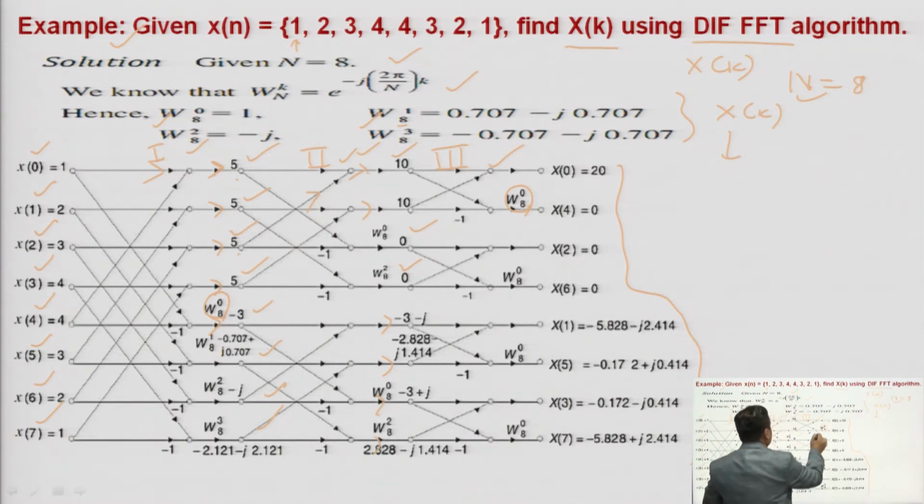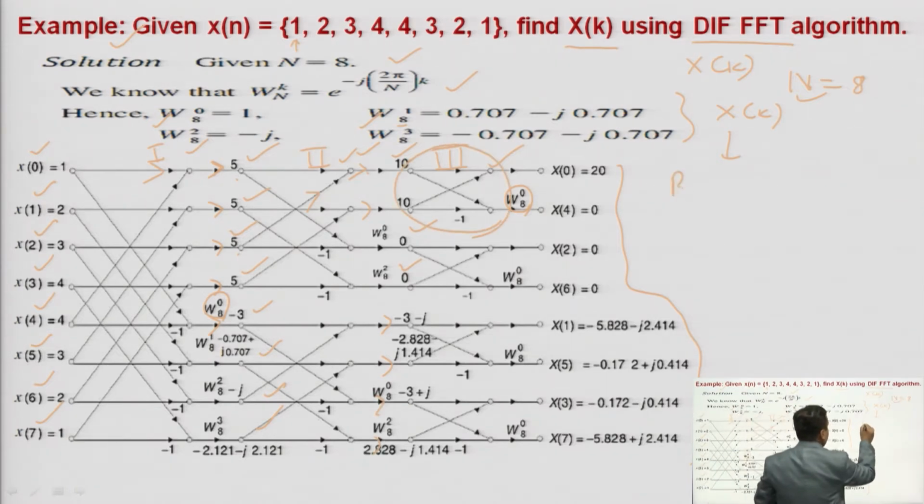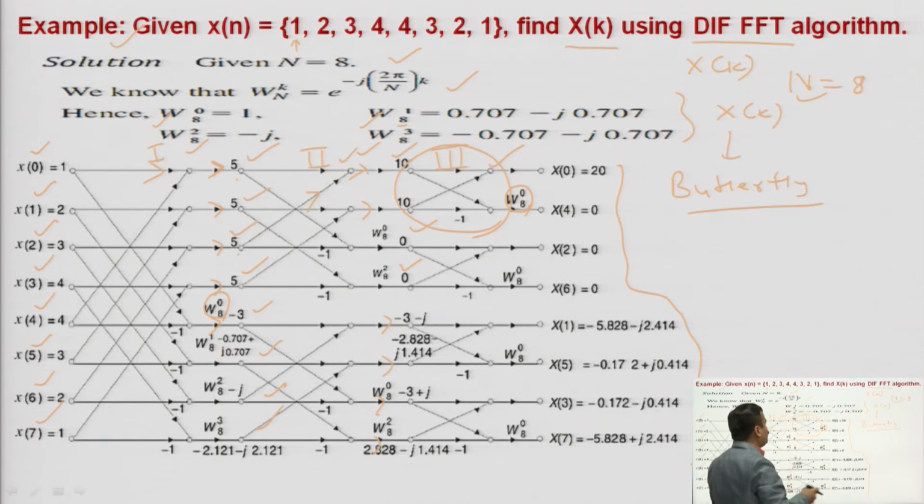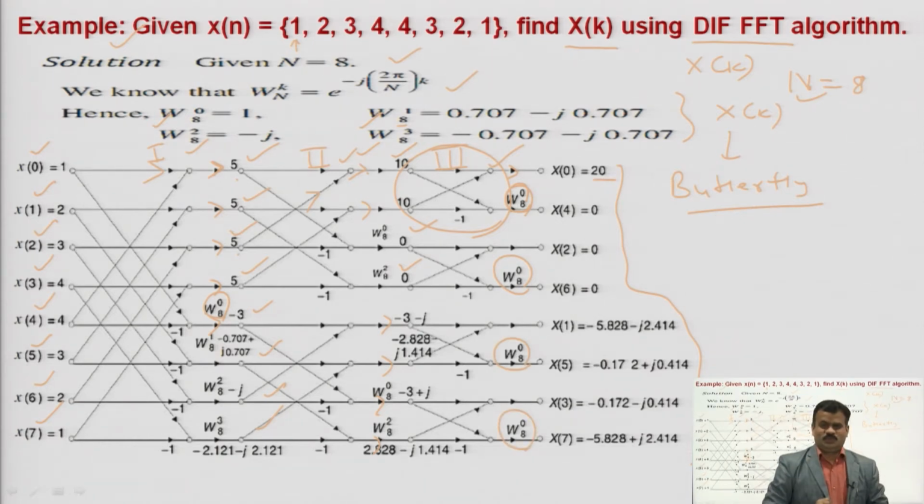In the third stage, this is your butterfly structure. In this, simply you have to add and subtract. Okay. So, at this stage, 10 plus 10 is equal to 20. At this stage, 10 minus 10 will be 0, because only the W at 0 coefficient will be there, and the W at 0 value is 1. So, at the butterfly structure stage, it is so easy for us to calculate our final value.